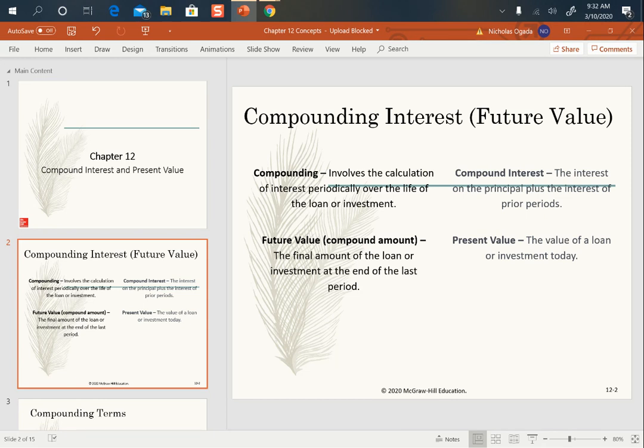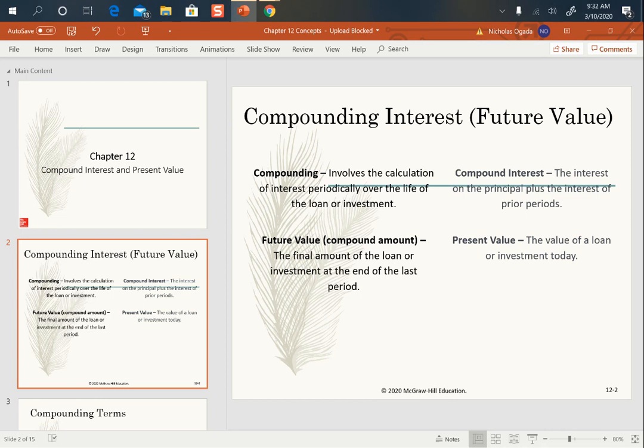The future value is what has been compounded. You're looking at your initial investment, and that initial investment has been earning interest, and the same interest has also been earning interest. The growth of that becomes the future value, so it's the final amount of the loan or the investment at the end of the investment period.